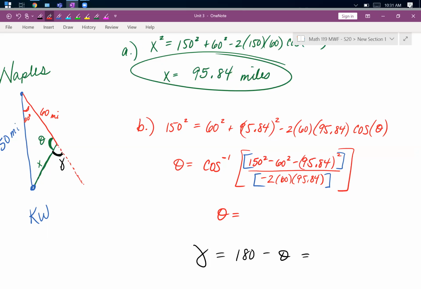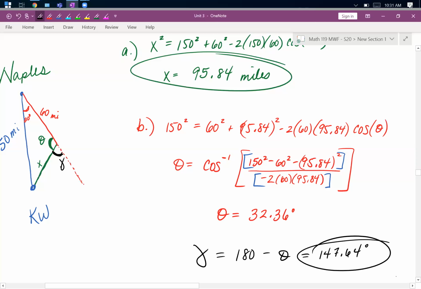For theta, I got 32.36. All right, so then our gamma is going to be the supplement to that. So we do 180 degrees minus that theta, the angle through which the boat needs to turn: 147.64 degrees. When I plugged it into the computer, I got 147.639, so round 39 to 4.